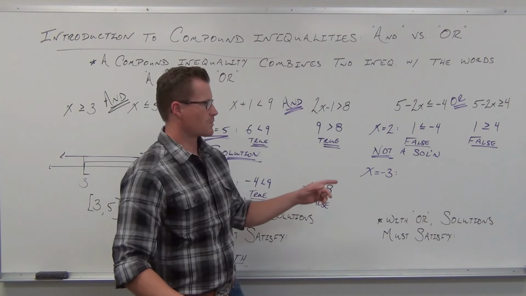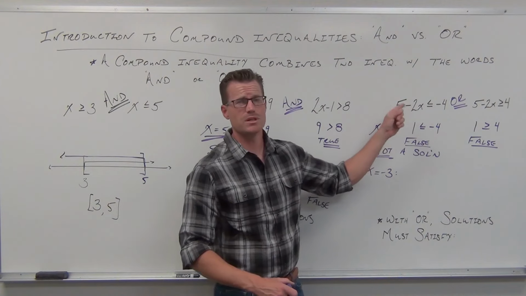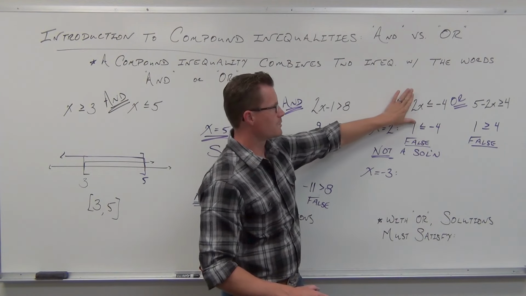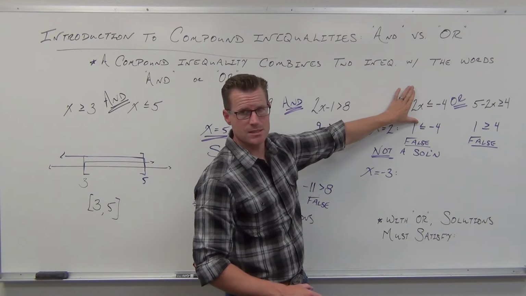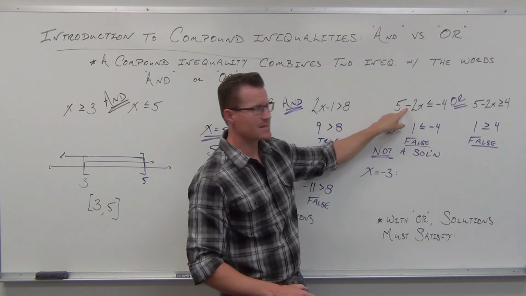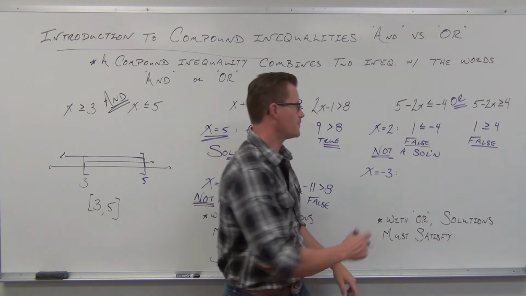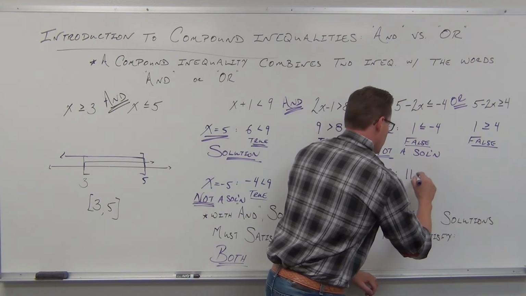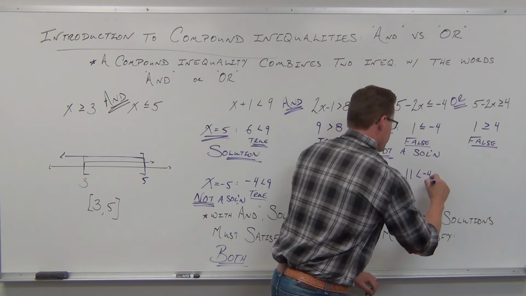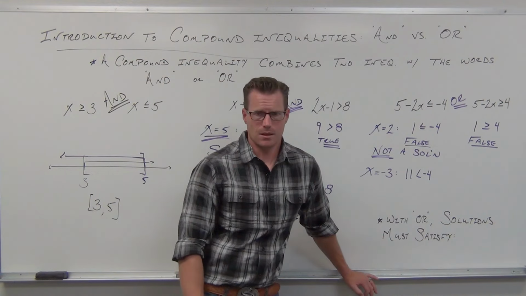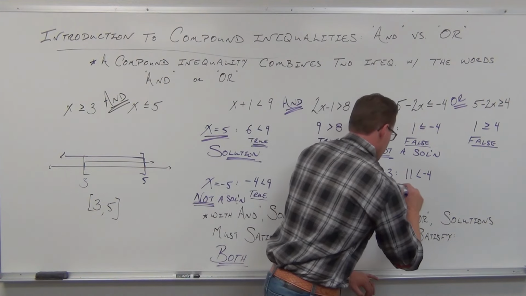So if we plug in negative 3, be careful here with your signs. Please be careful. If you plug in negative 3, this is negative 6. 5 minus negative 6, well, that's 5 plus 6. That's going to be 11. Now, there is no way that 11 is less than negative 4. It's clearly false.